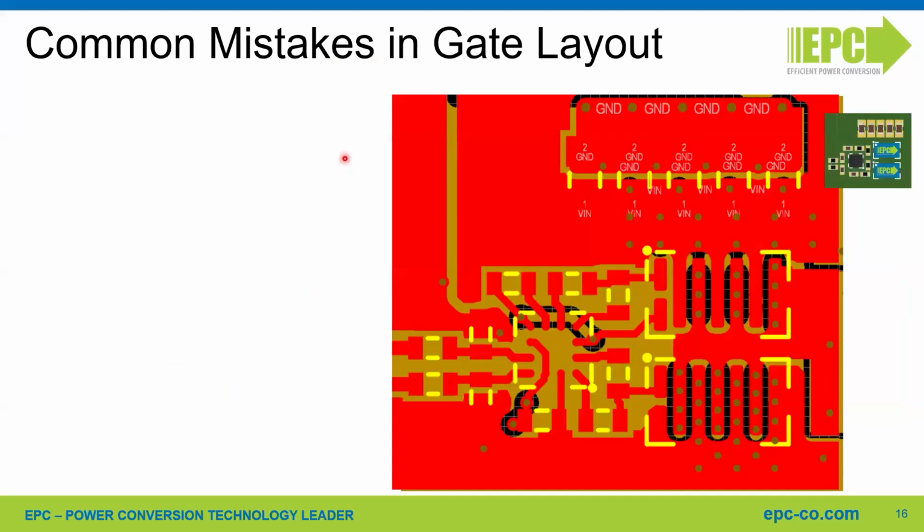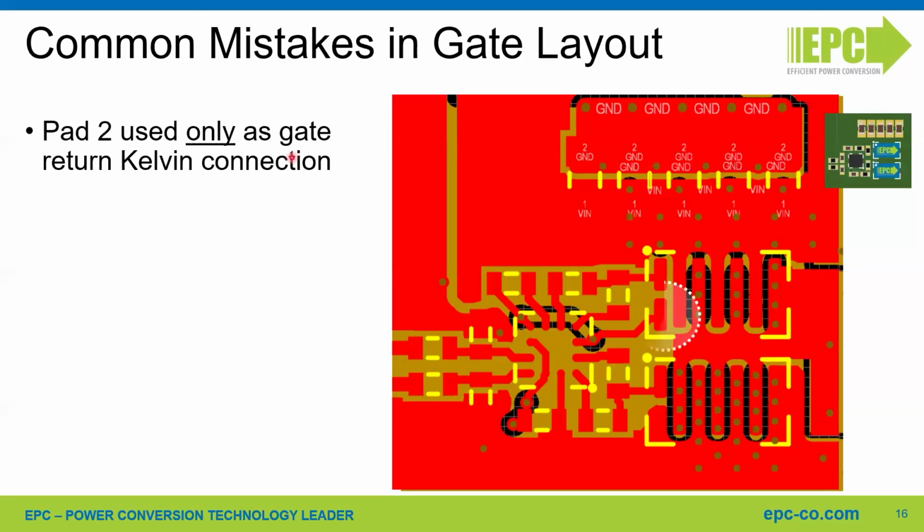So let's have a look at the most common mistakes in a layout for this circuit. Pad 2 of the component in this case has been used only as a Kelvin connection for the return of the gate driver. So we have the gate driver here. This is the turn on path. This is the turn off path. This is the gate terminal of the device. And this is the return. As you can see, pad 2 is only connected to the gate driver return.